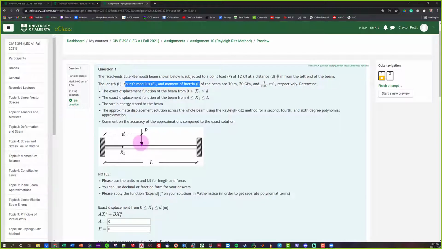We have boundary conditions right here, because we know that if the beam were to displace, there shouldn't be a sudden change in displacement at this point. The beam should be continuous in terms of displacement. So we know that the displacement for this equation at point D must be equal to the displacement of this equation also at point D. Same thing for rotation, and same thing for moment.